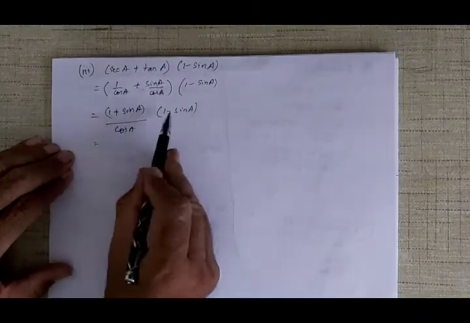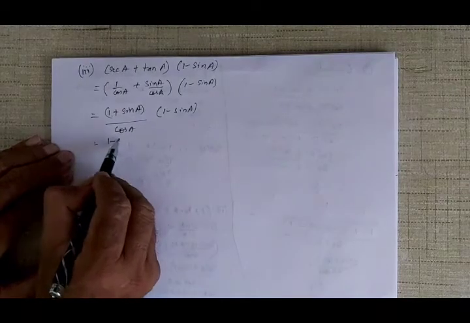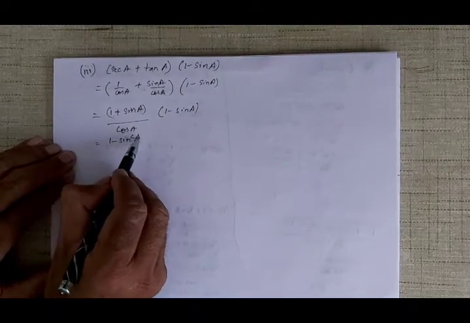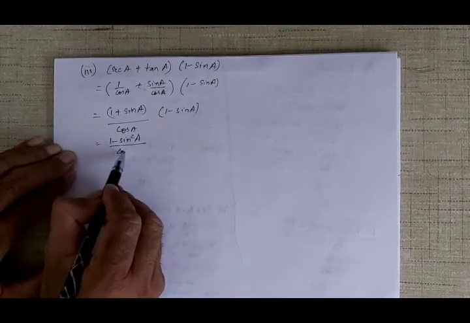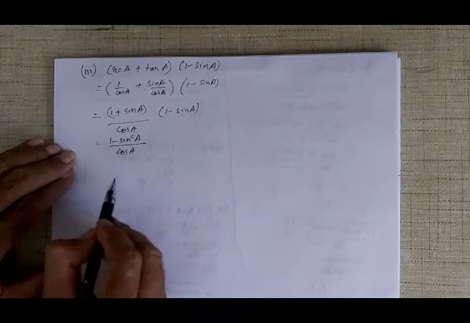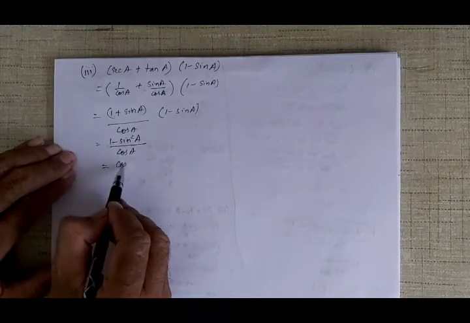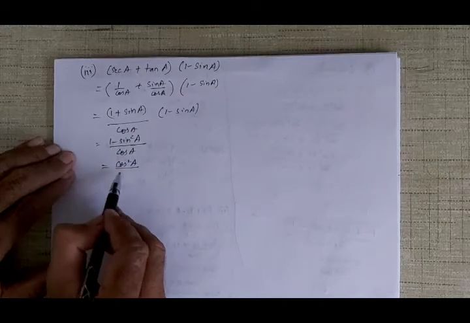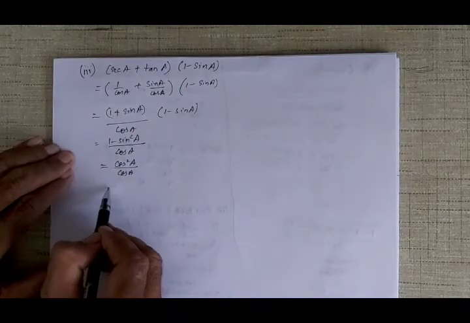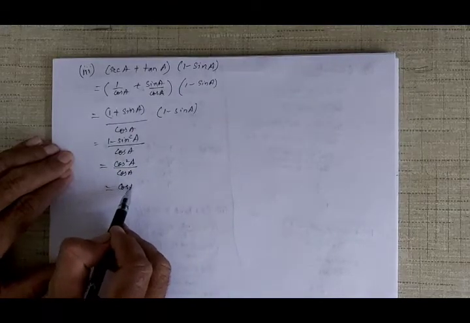Now this is (a plus b)(a minus b). So I get (1 minus sine square a) upon cos a. But 1 minus sine square a is cos square a. Cos square a upon cos a. Cancel out one cos and you get cos a.